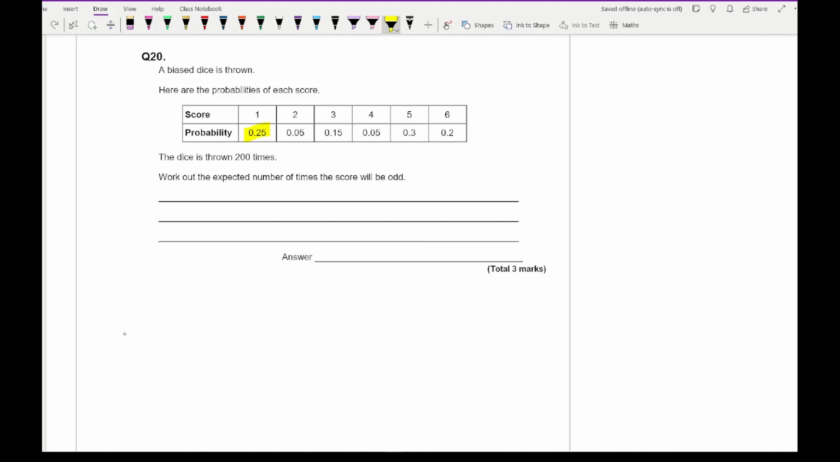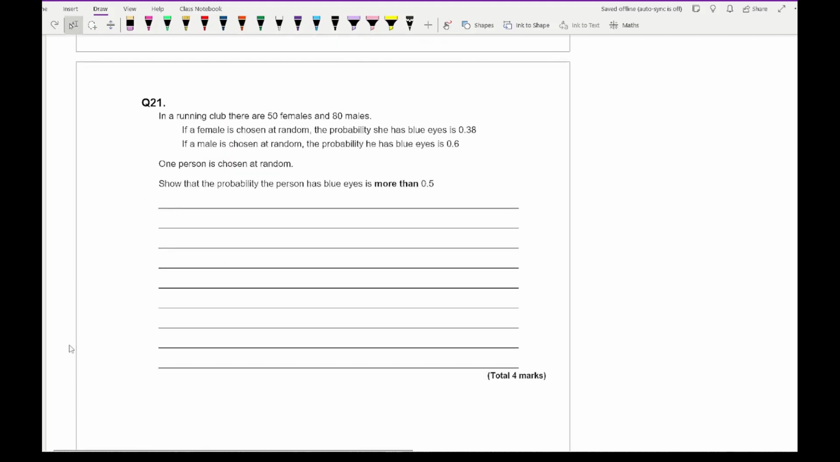So again, here, if we highlight all the odd probabilities together, it's going to be 0.25 plus 0.15 plus 0.3, and if I add all of those up, I get an answer of 0.7. Then if I do 200 times 0.7, that gives me an answer of 140.